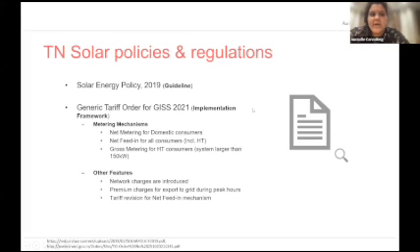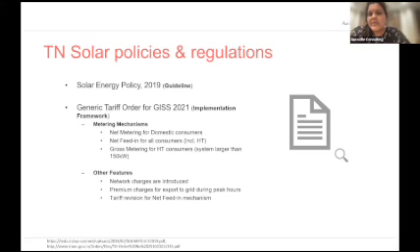So moving on, the Tamil Nadu solar energy policy was reframed in the year 2019, which is a guideline for all the rooftop solar systems currently. The generic tariff order for grid interactive solar systems was introduced in 2021, and the different changes that were given in this tariff order are mentioned here.